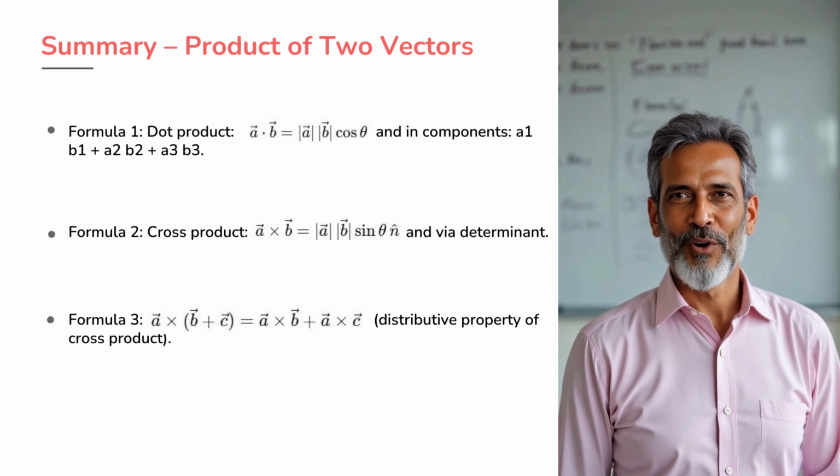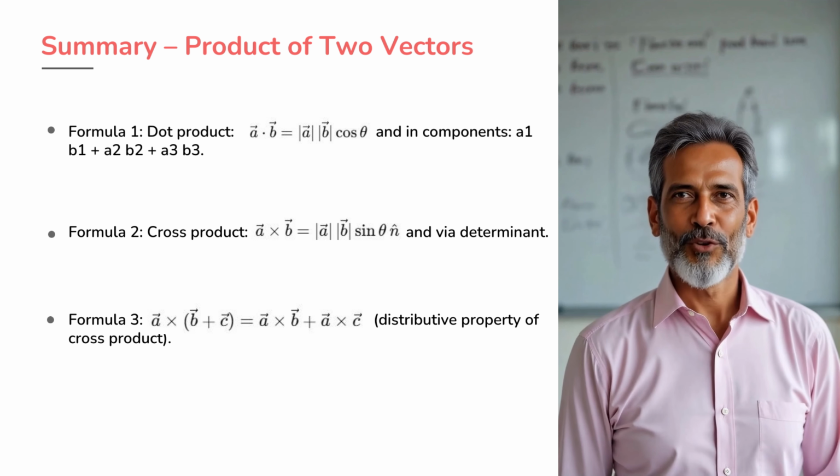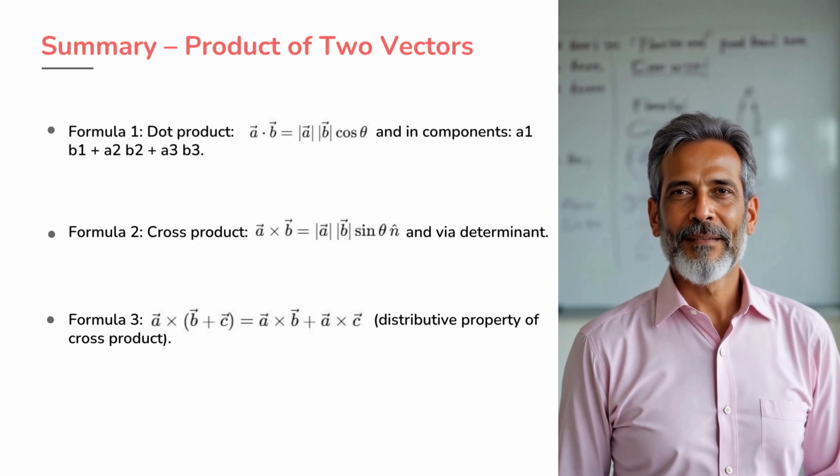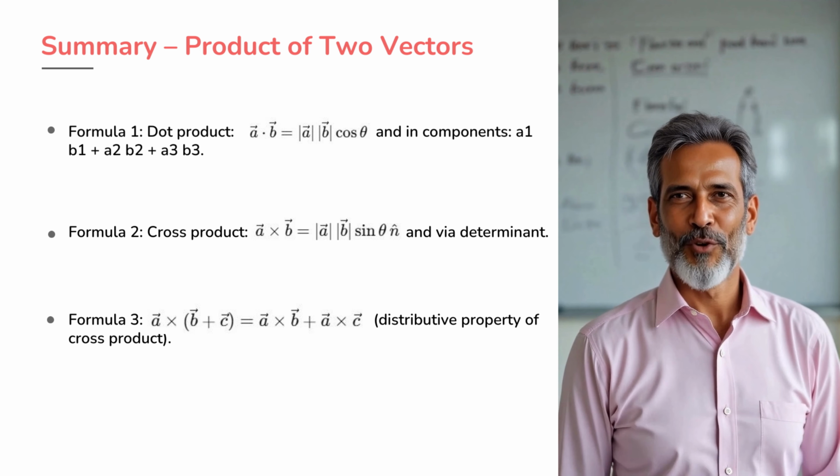A zero dot product means the vectors are orthogonal or perpendicular, while a zero cross product means vectors are parallel or one is a zero vector. Finally, the determinant form is a powerful tool that helps calculate the cross product efficiently using unit vectors and components.